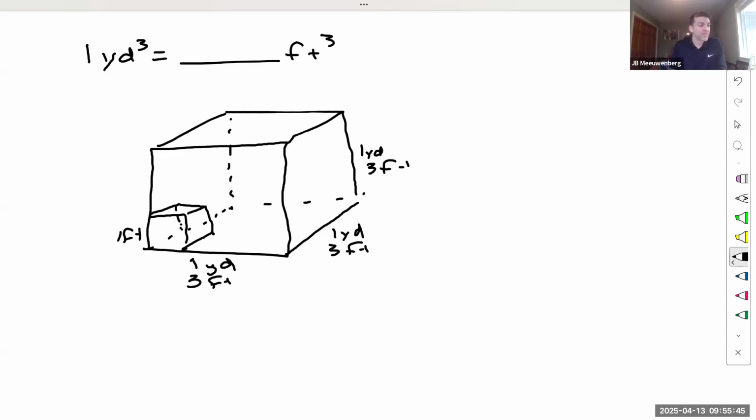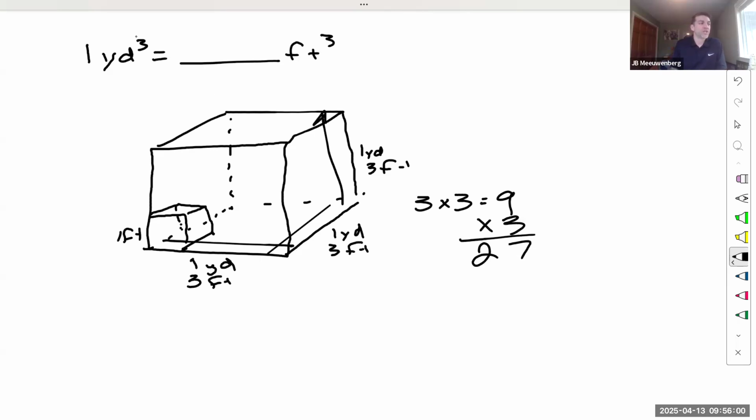Well, you would have 3 this way and 3 this way. So you'd have a layer of 9 on the bottom. 3 times 3 is equal to 9. And then you would have 3 layers of 9. 9 times 3 is 27. So 1 cubic yard is the same as 27 cubic feet.